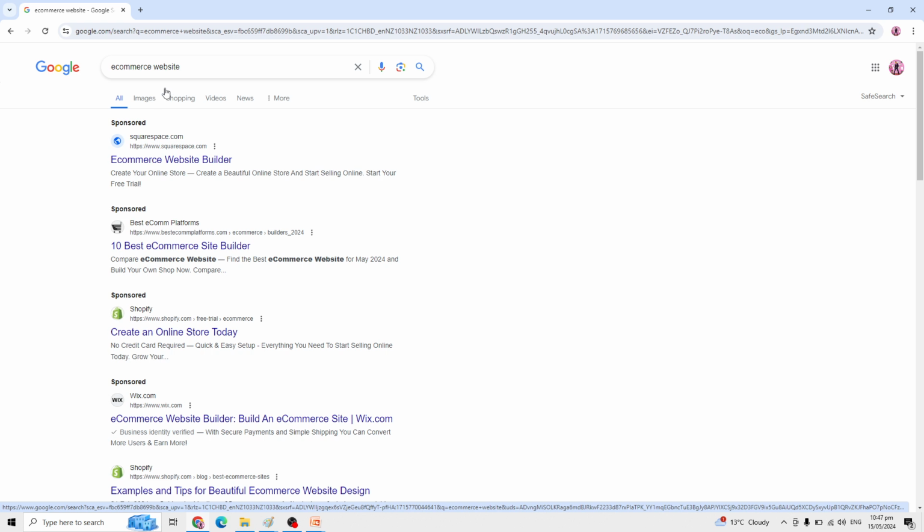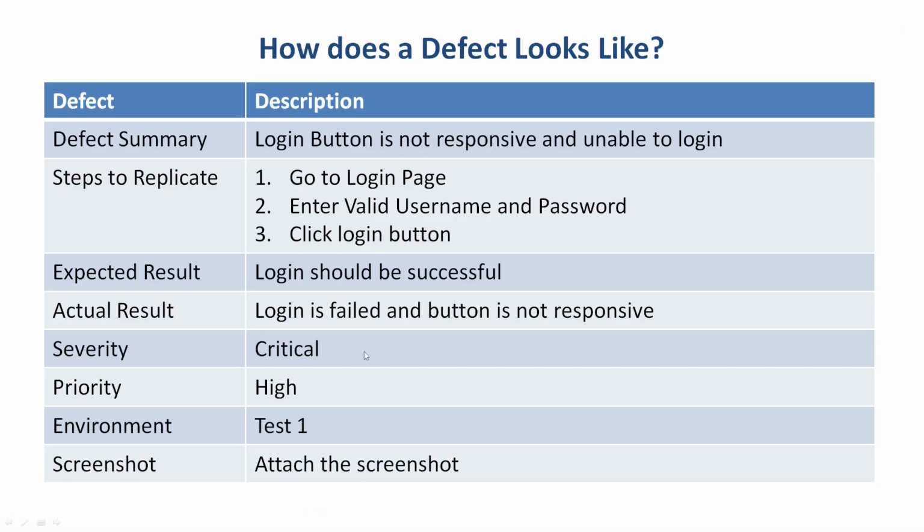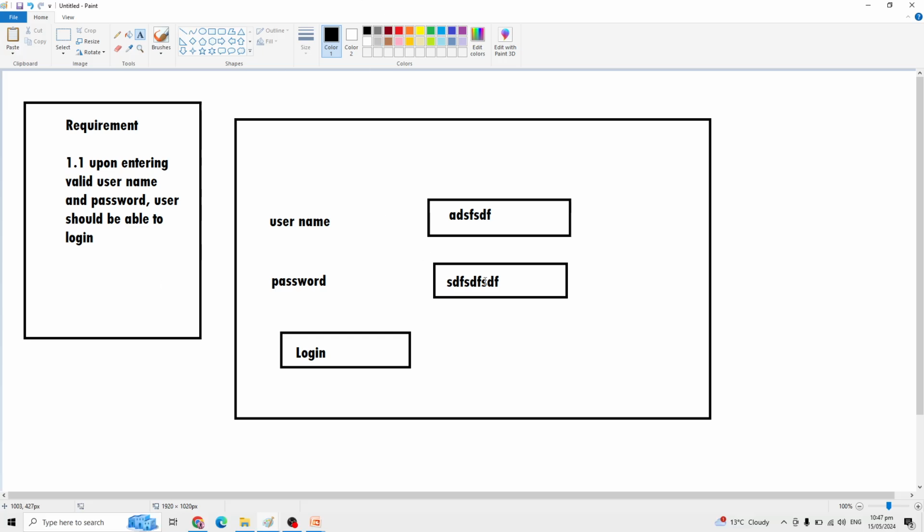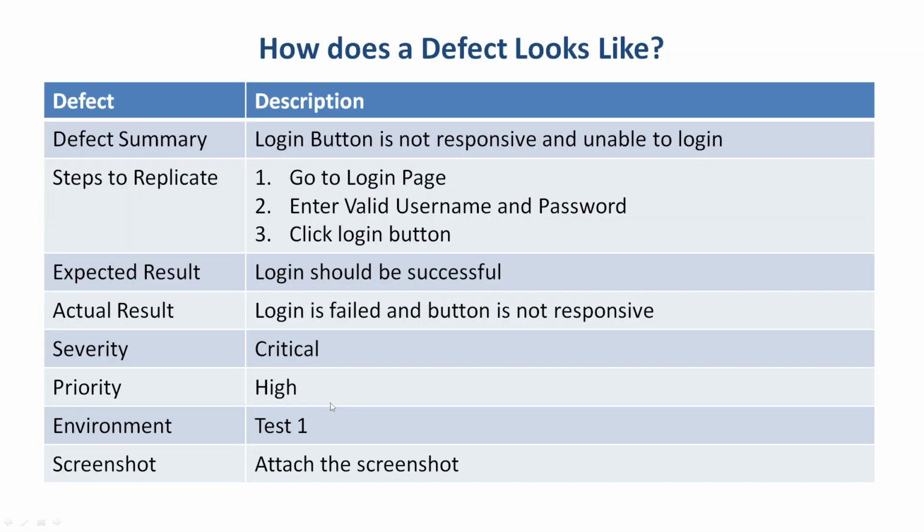If you take our case, if you type the username and password and login is not working, that is a critical defect. Critical defect means you are not able to do anything. The complete login functionality itself is not working. So that's why we are saying it's a critical defect. Now, what will be a major defect and a minor defect?